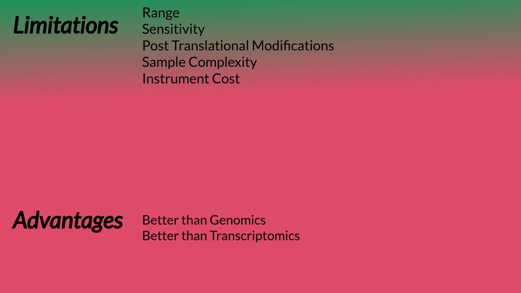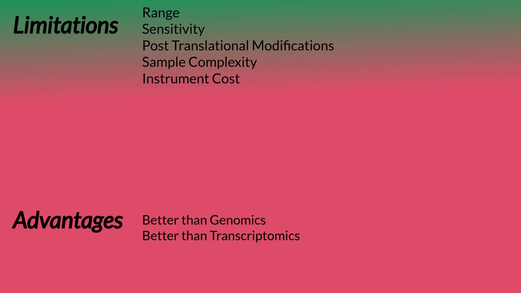Limitations first, the dynamic range. The dynamic range of protein abundance in biological samples is vast, with some proteins being very high in abundance while others are present in really low amounts. Current proteomic techniques may struggle to accurately detect and quantify proteins that are in such a wide dynamic range.